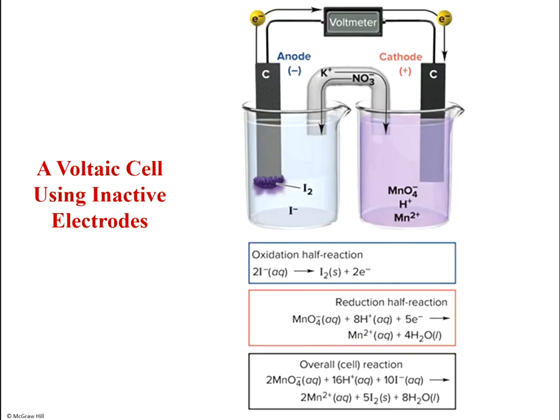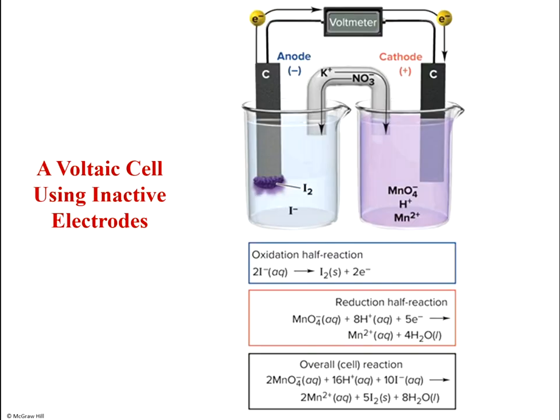Here is a voltaic cell that uses inactive electrodes. On the top, we have our electrochemical cell, our voltaic cell. On the left-hand side, we have our anode where oxidation occurs. Here, iodide is being oxidized to iodine. So I minus is converted into I2. These two species, we can't make an electrode out of them.